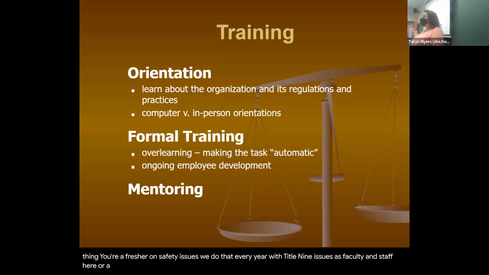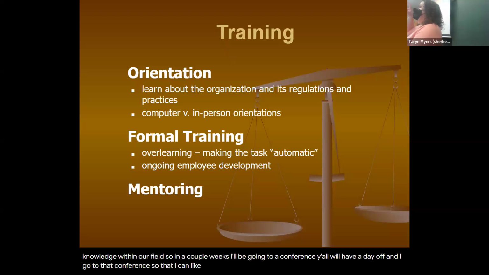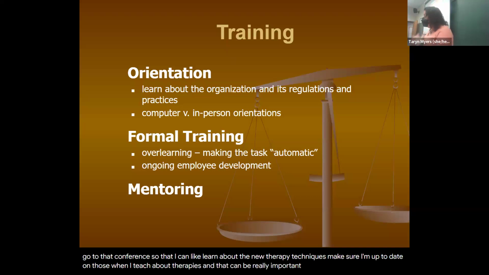Or a lot of faculty within our fields are required to keep up with training and cutting edge knowledge within our field. So in a couple of weeks, I'll be going to a conference. Y'all will have a day off. And I go to that conference so that I can learn about the new therapy techniques, make sure I'm up to date on those when I teach about therapies. And that can be really important.